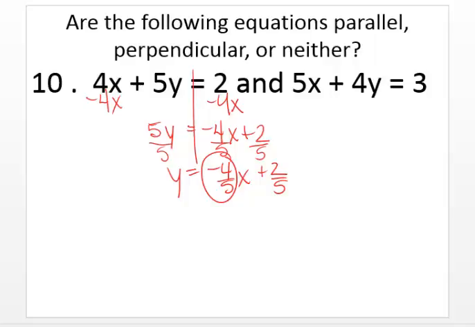In my second line, I have to subtract 5x from both sides. I've got 4y = -5x + 3.